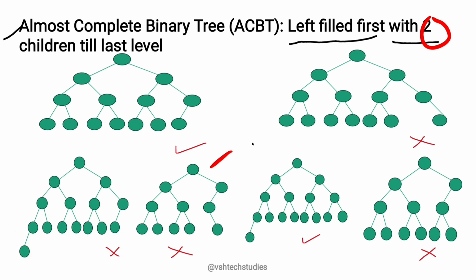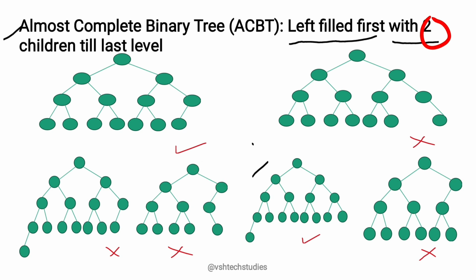Next, if you take up this tree, this node has left, right, 2 children. This node has left, right. Now this node has left without filling right. The next level is filled. Till the last level, the nodes are not having 2 children. Hence, this is not almost complete binary tree.